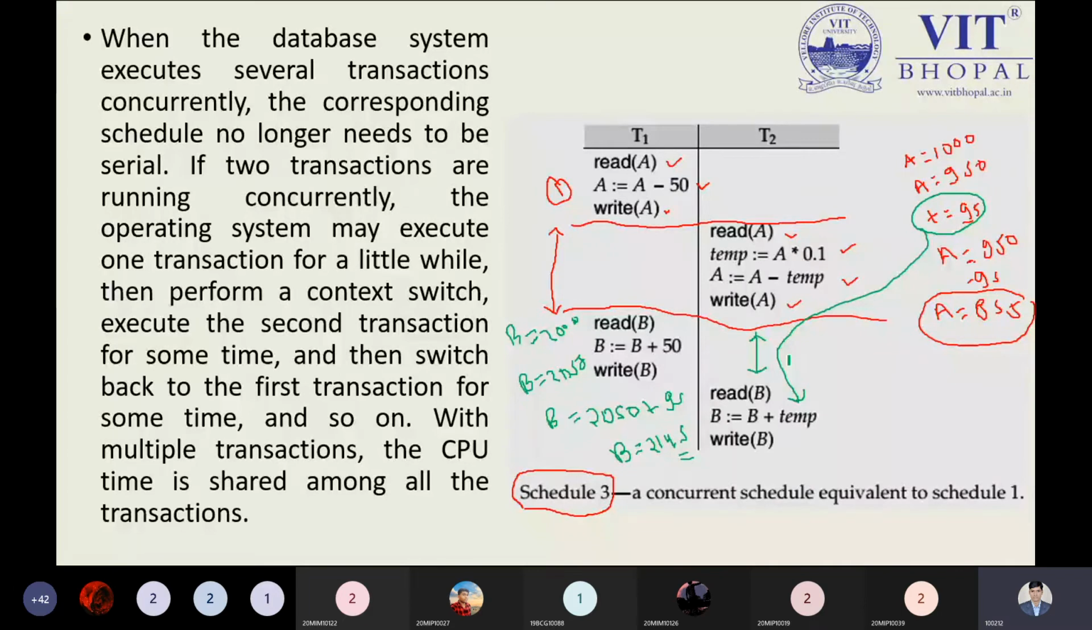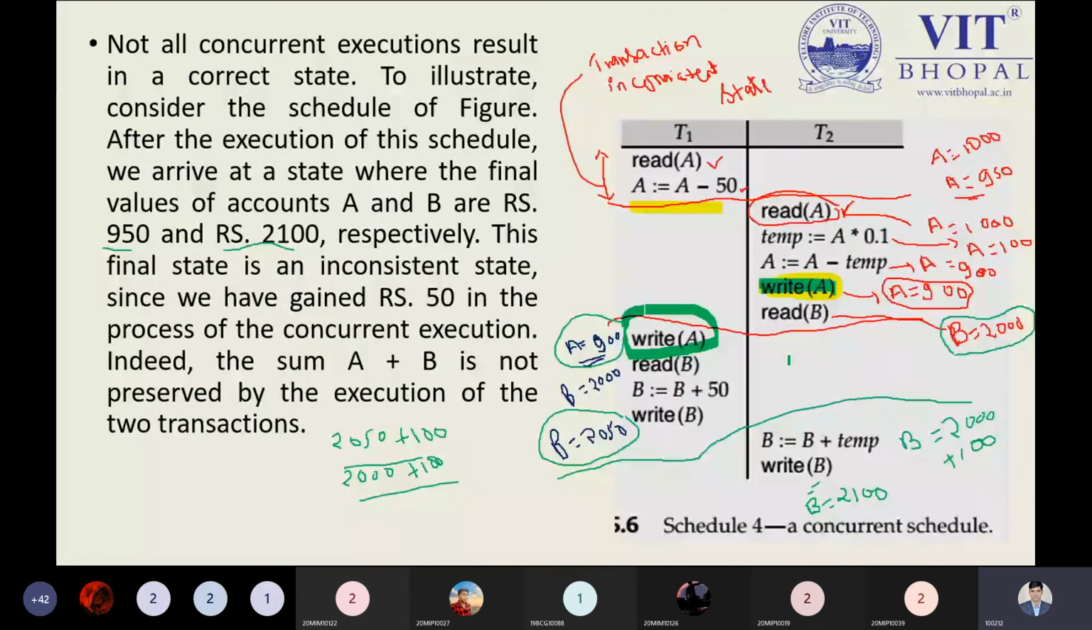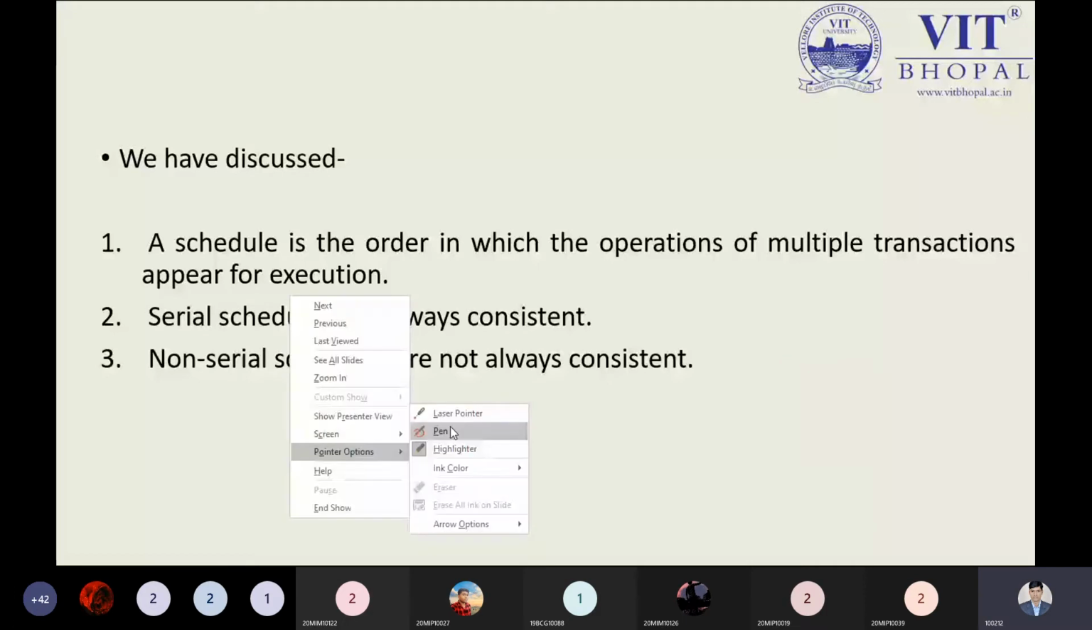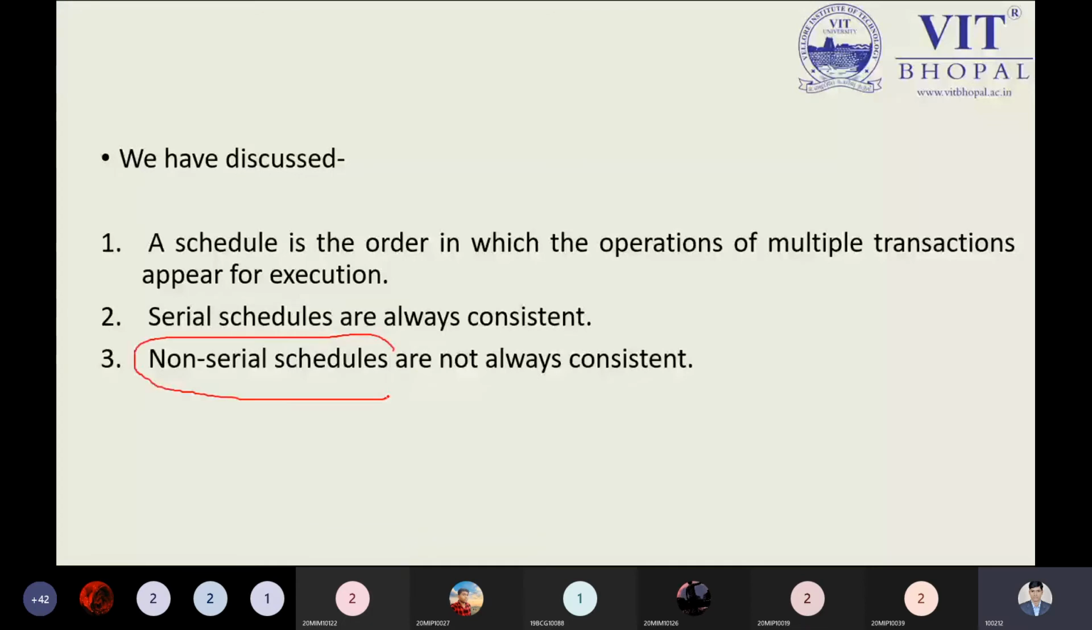Non-serial schedules are always not consistent. If we have a non-serial schedule, it means we're talking about the concurrent schedule. Concurrent schedules will always be inconsistent, and to control these things, we have a topic known as concurrency control.